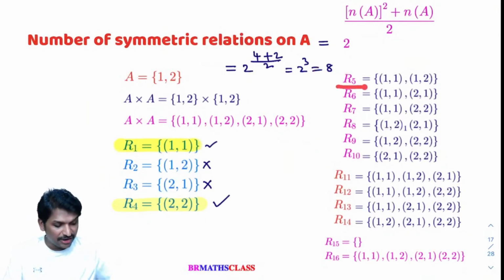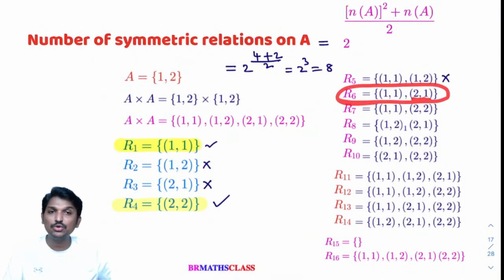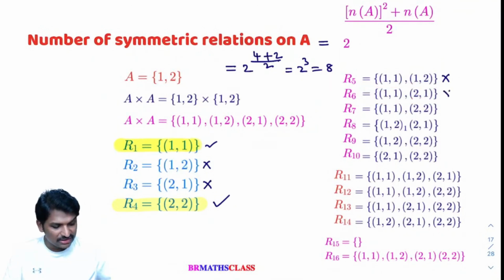Now look at R5. (1, 1): yes, this element satisfies the symmetric property. Now look here, (1, 2) is there. Is (2, 1) present in R5? No. So this relation is not symmetric. What about R6? (2, 1) is there, but (1, 2) is not in this relation. So R6 is not symmetric.